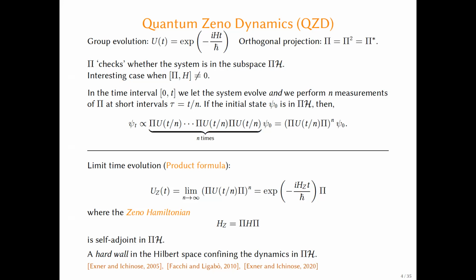Okay? So, if psi 0 is the normalized initial state of the quantum system, so we start with psi 0, we apply this unitary group, then we project.